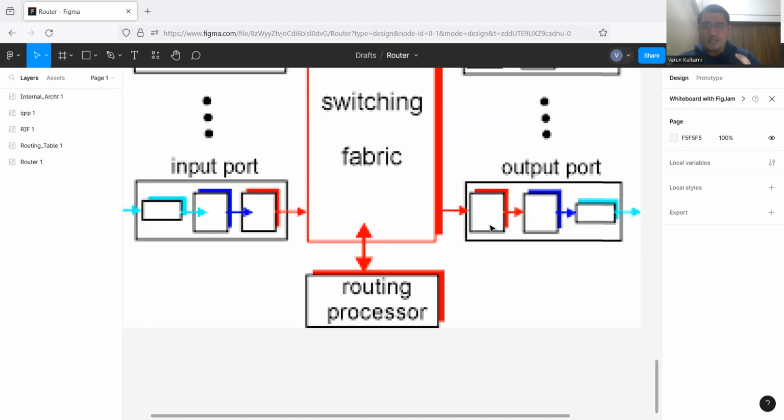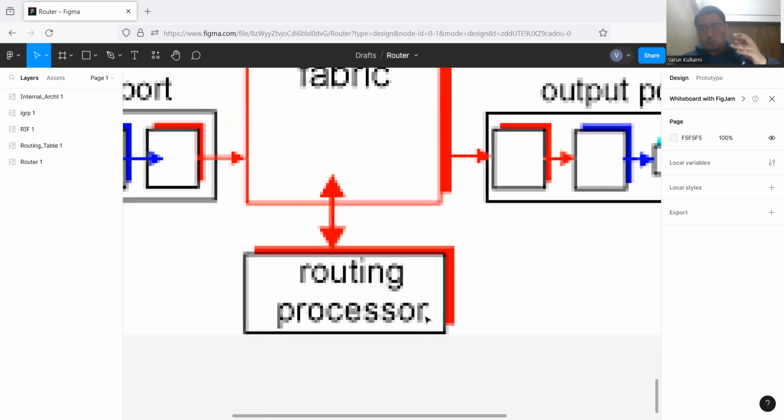A routing processor is also called the brain of the router. The main function of the routing processor is to run the routing protocols. And apart from the routing protocols, the job of the routing processor is to create, store, and manage the routing tables which are used for the process of routing. So this is what I have explained about the working of a router.